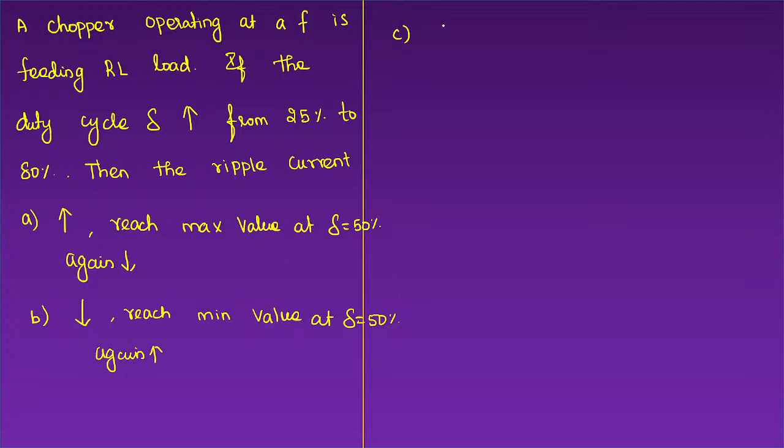Then option C, remain constant. There will be no changes. It will remain constant. Then option D, they told, it will be continuously decreasing. It keeps on decreasing. That is option D. Now everything is given. You can try your level best and drop your answer in the comment section.